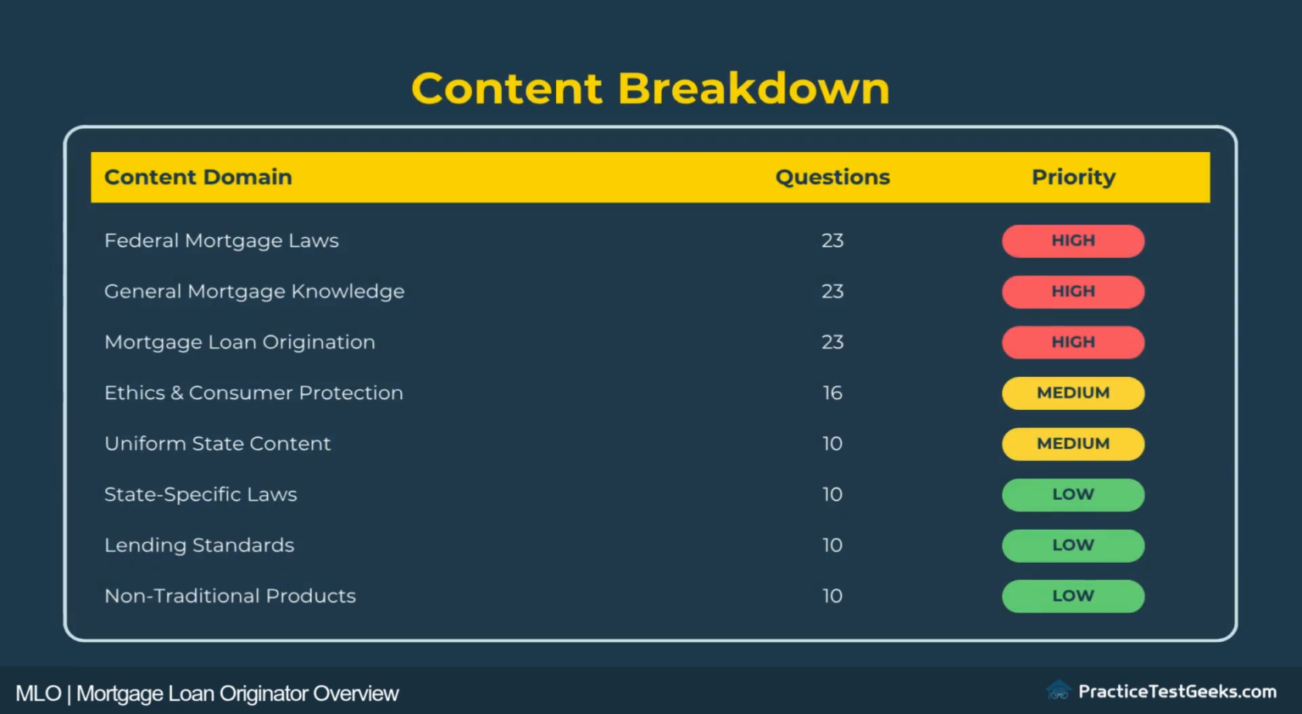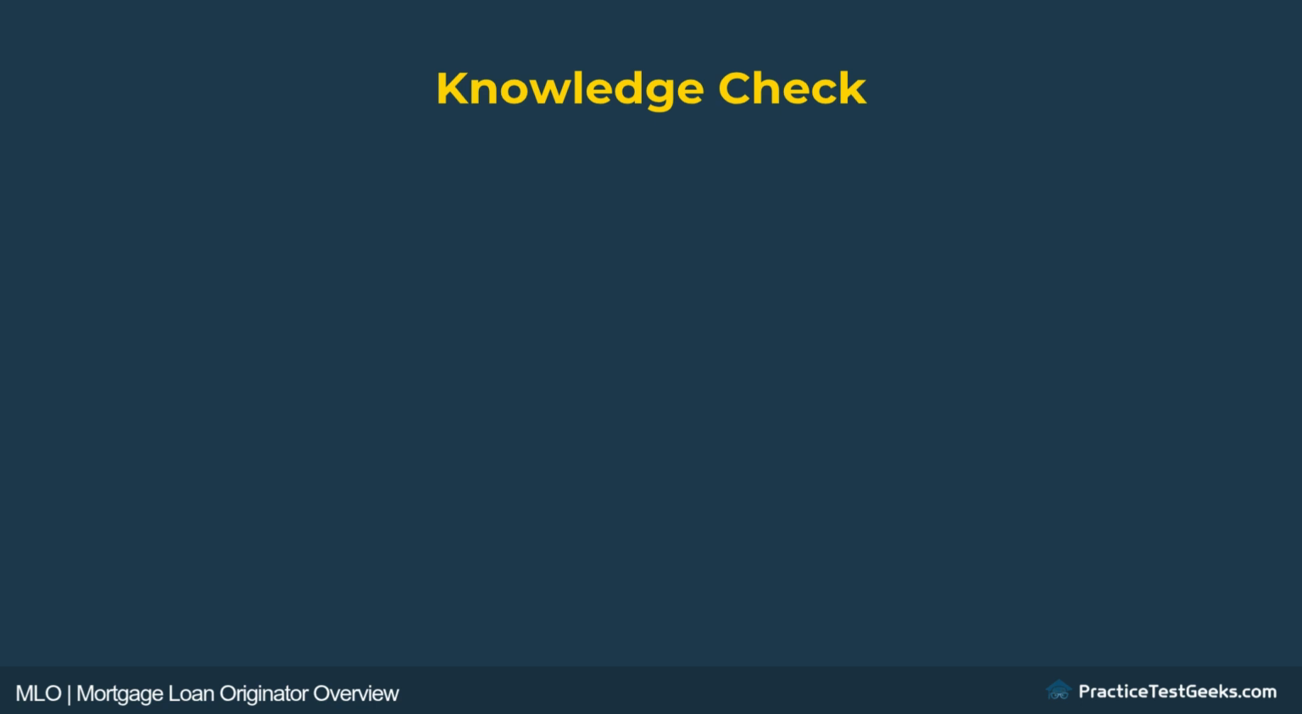Focus your study efforts wisely. The 3 high-priority domains are federal mortgage laws, general mortgage knowledge, and mortgage loan origination, each with 23 questions. Ethics and uniform state content are medium priority with 10 to 16 questions each, while the remaining domains are lower priority. Let's test your knowledge.